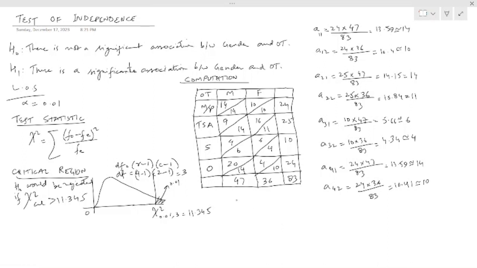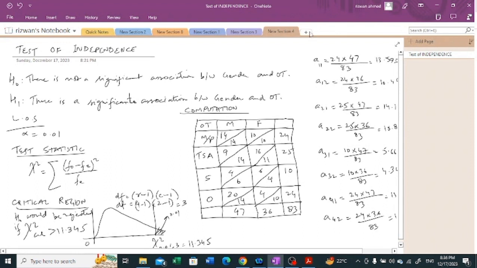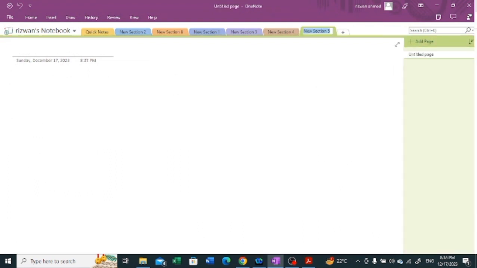Now, what we need to do? We need to in fact copy down on the next page the entire table, and now moving to the next page, we'll continue our computations, copying each f naught value with each corresponding fe values as 14 with 14, 10 with 10. I'm copying it row wise.